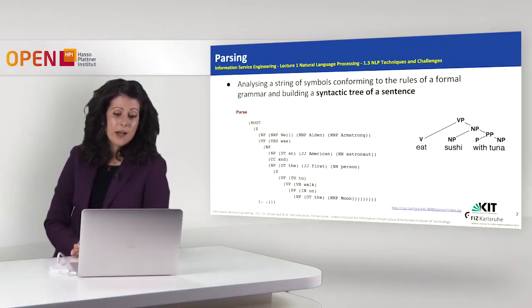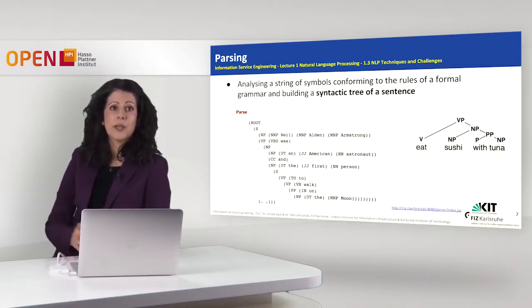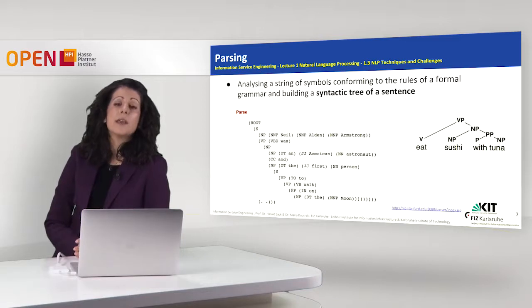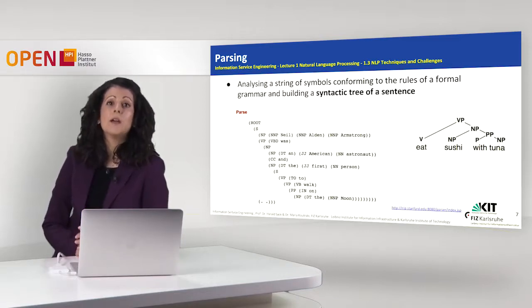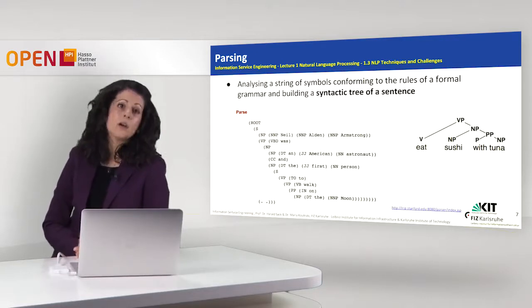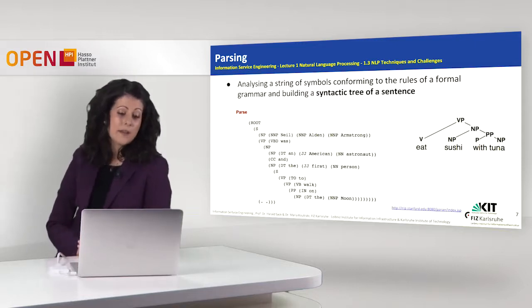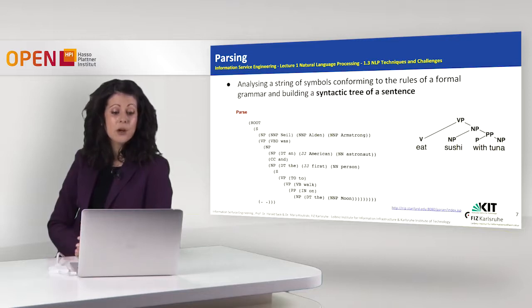And then comes parsing, or syntactic parsing. Here the purpose is to analyze a piece of text or a string of symbols to check that it conforms to the rules of a predefined formal grammar, and build a syntactic parse tree of that input sentence. Here on the left we have the syntactic parse tree of the sentence: Neil Alden Armstrong was an American astronaut and the first person to walk on the moon.